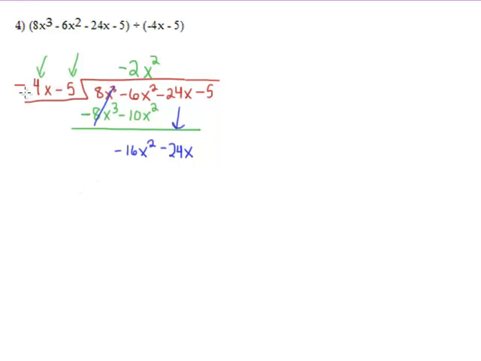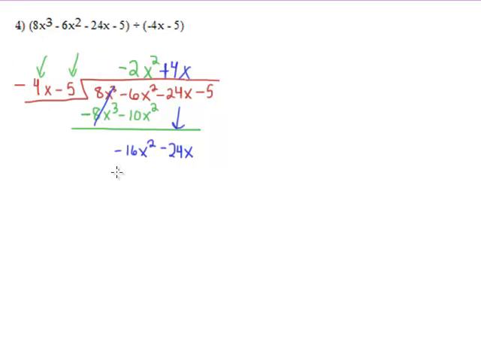So we have to now kind of start over. We're looking at, what do I multiply negative 4x by to get negative 16x squared? We have a negative, we want a negative, so we don't need to multiply by a negative. We have 4 and we need 16, so we multiply by 4. We have x and we need x squared, so we multiply by x. And now we go back and multiply.